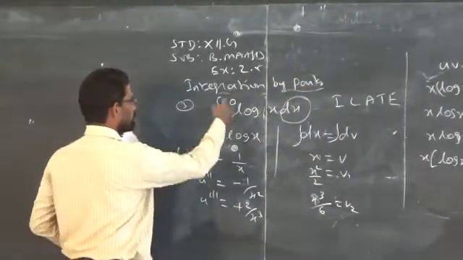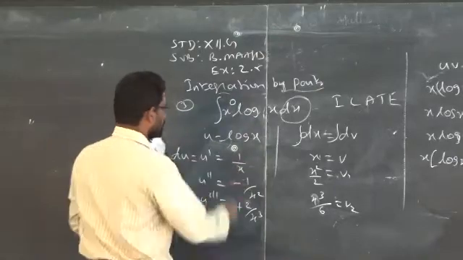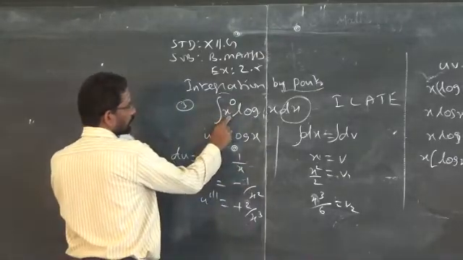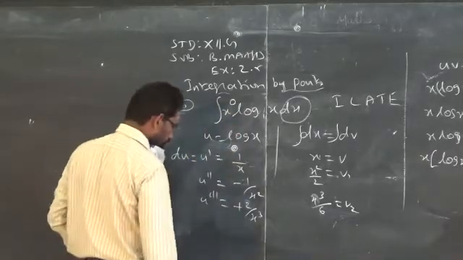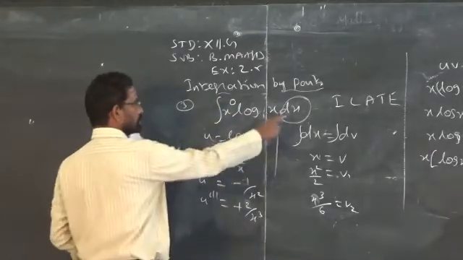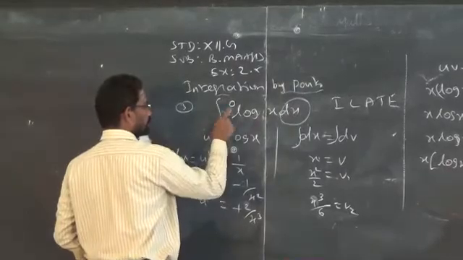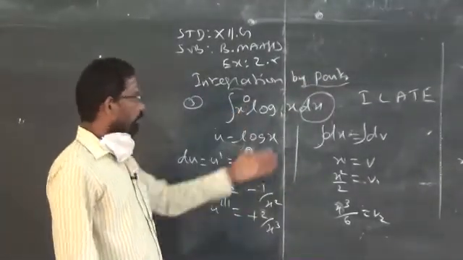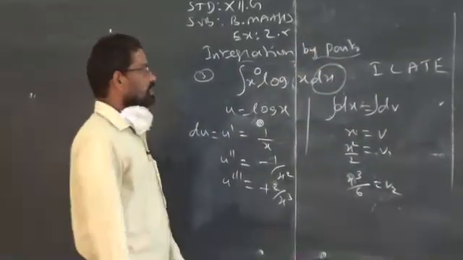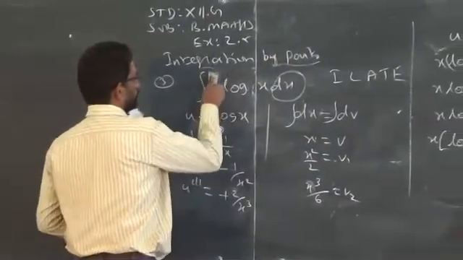Sir, there is no x term in the given question. How do you apply this formula? Because see, log x into 1 can be replaced by anything power 0. So here according to the question, it is in terms of variable x, therefore I am writing x power 0. The power of x is 0, which is less than 2, therefore you can apply uv minus integration of v du. Clear?